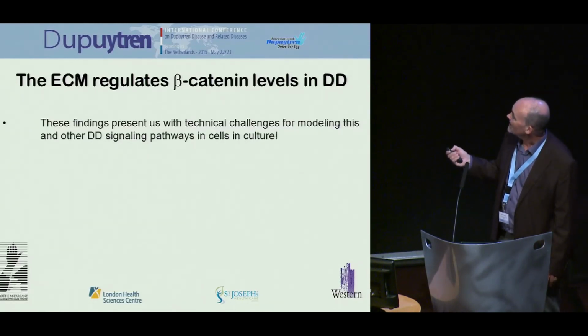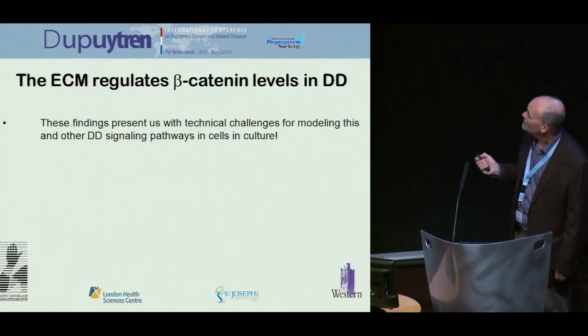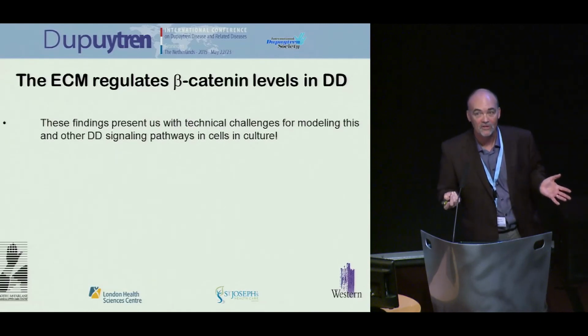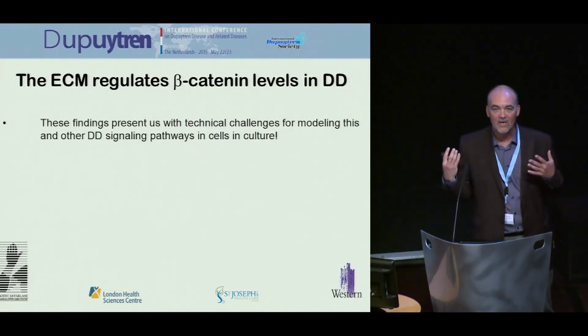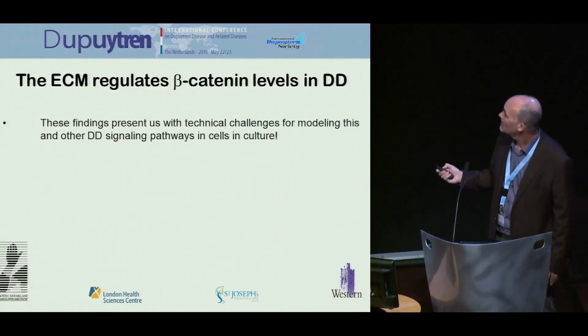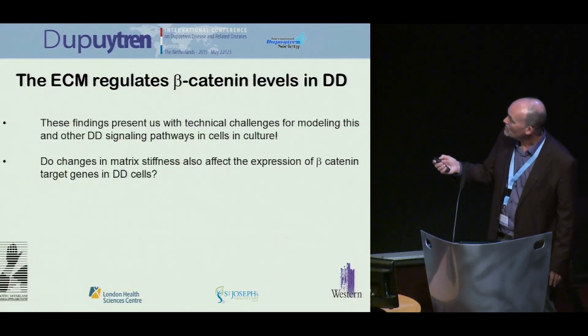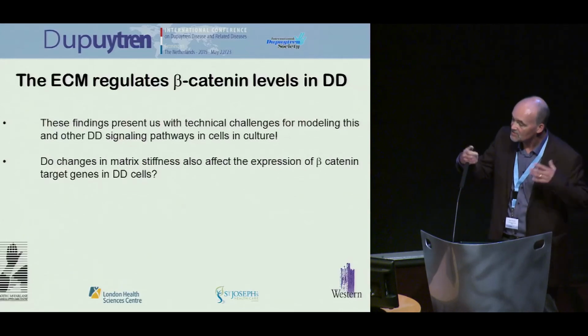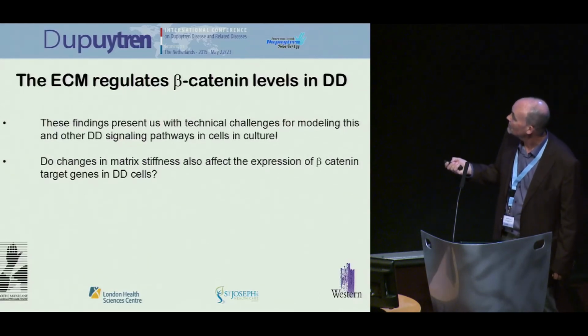Now, this gives us some technical challenges, because how are we going to go about modelling a signalling pathway that's potentially very important in this disease if we can't grow them in a standardised substrate to do these experiments? We don't really know at the moment whether it's changes in matrix stiffness. Well, firstly, we had to go and check whether, in addition to regulating beta-catenin levels, it might regulate changes in the expression of beta-catenin associated genes.